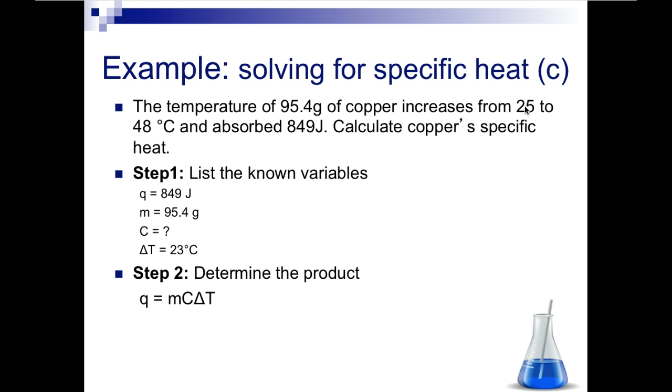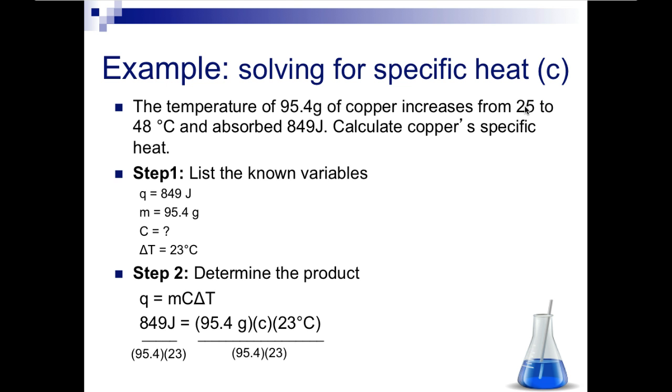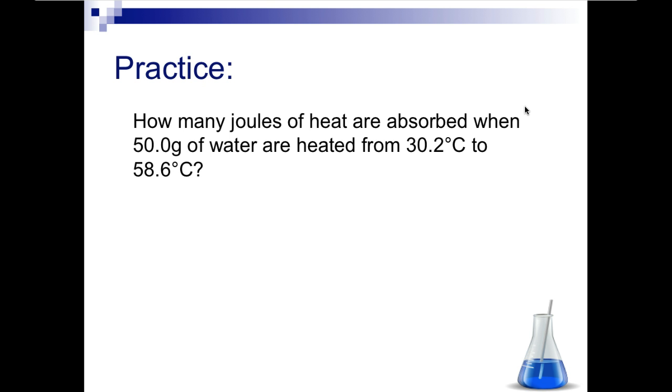So we plug into our equation. And what we're going to have to do in this case is divide by 95.4 and 23 degrees Celsius. And when we do that, everything cancels, and we're left with a specific heat of 0.39 joules per gram degree Celsius.